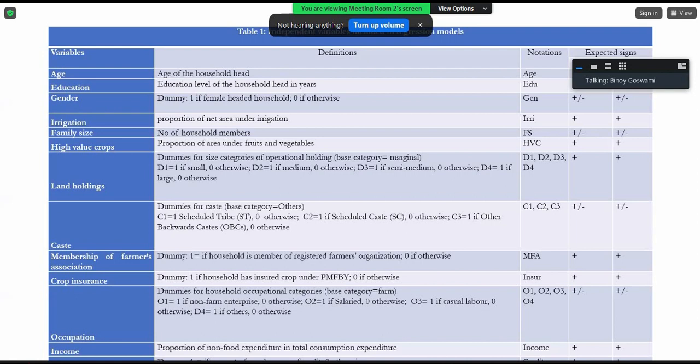So these are the variables that we have included in the regression models. They have been identified from the literature. So this basically includes farm-specific, household-specific, socioeconomic characteristics, farm and household-specific characteristics, and so on. Next slide, please.